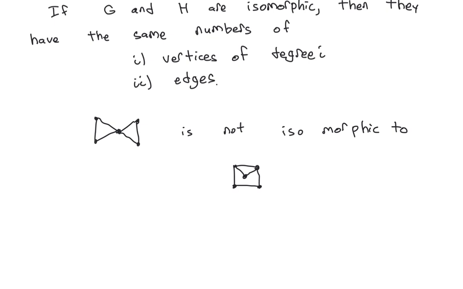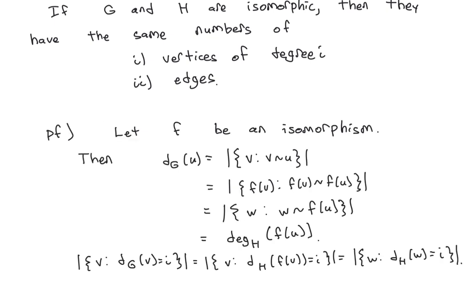For instance, this bow tie graph has a vertex of degree 4, but this envelope graph does not have any vertices of degree 4. On the other hand, it has two vertices of degree 3, whereas the original graph does not. So I claim these properties are true. I ought to be able to prove it.